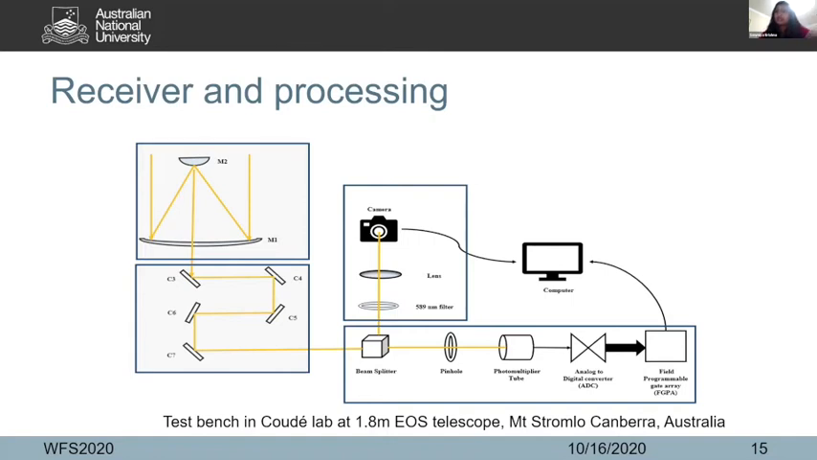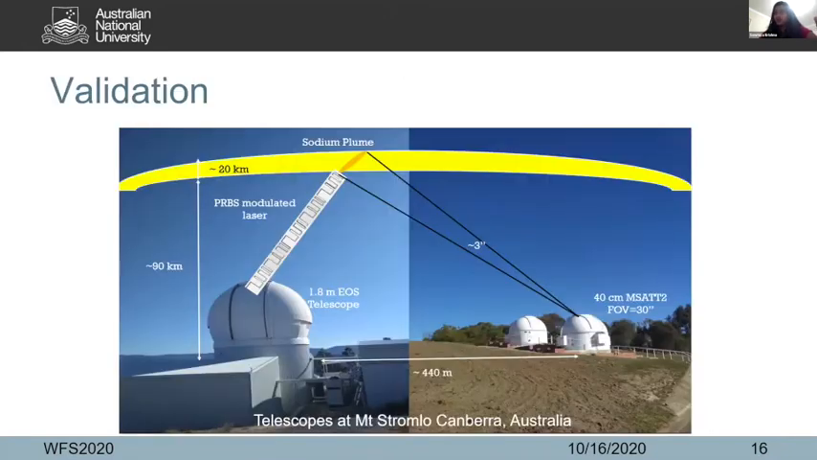And to validate this technique, we are using one more technique, direct imaging, so that whatever we are getting with this technique can be validated, because we are using another technique to get the profile. That's the direct imaging technique again. Here, we'll be using a telescope called MSAT, which is located 440 meters from the main 1.8 meter telescope. And we can get almost a spatial resolution of 60 meters with this current setup.